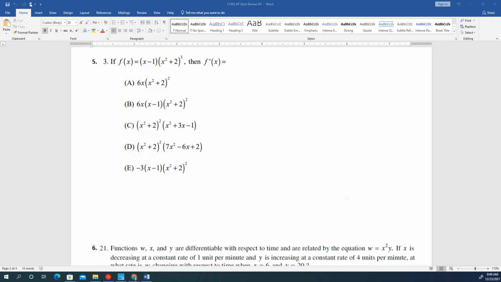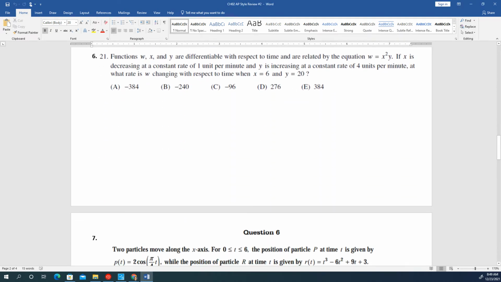Okay, last multiple choice one for derivatives. Functions w, x, and y are differentiable with respect to time and are related by the equation w equals x squared times y. If x is decreasing at a constant rate of 1 unit per minute, so that's dx/dt equals -1 unit per minute, y is increasing at a constant rate, that's my dy/dt, of 4 units per minute. At what rate is w changing?